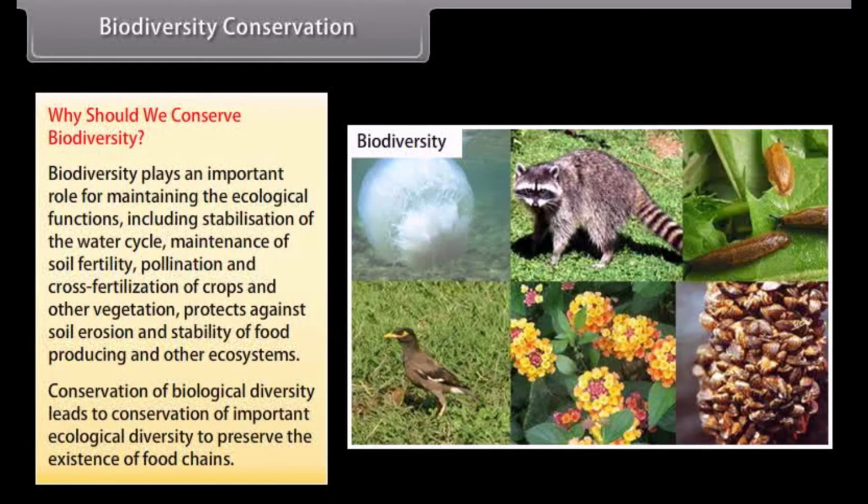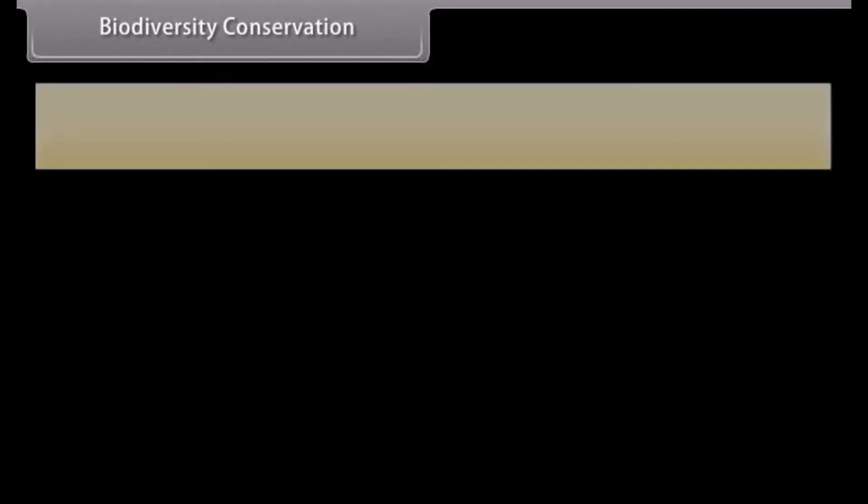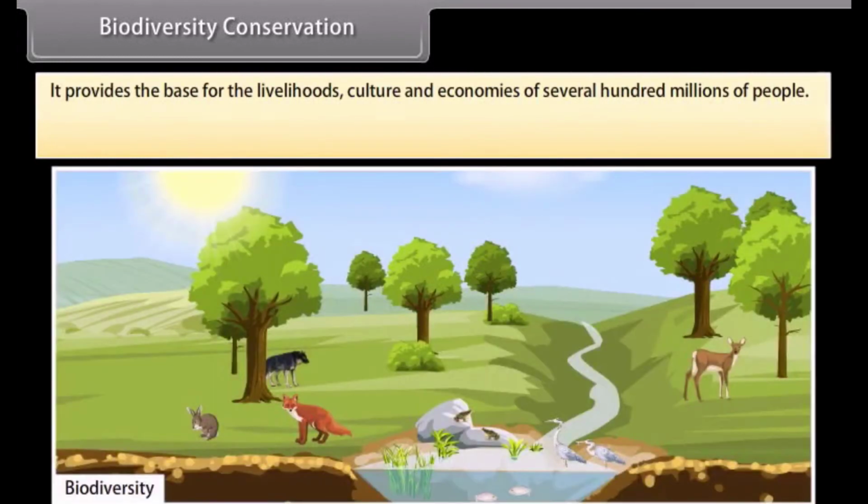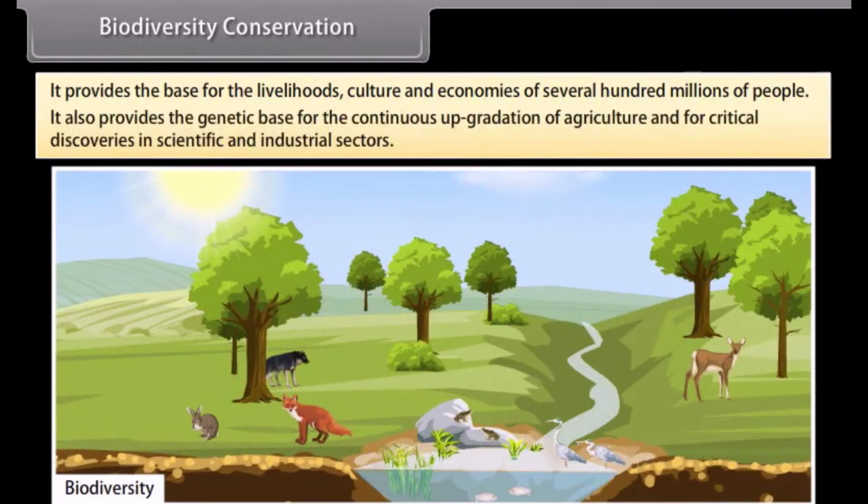Conservation of biological diversity leads to conservation of important ecological diversity to preserve the existence of food chains. It provides the base for the livelihoods, culture, and economies of several hundred millions of people. It also provides the genetic base for the continuous upgradation of agriculture and for critical discoveries in scientific and industrial sectors. How do we conserve biodiversity?